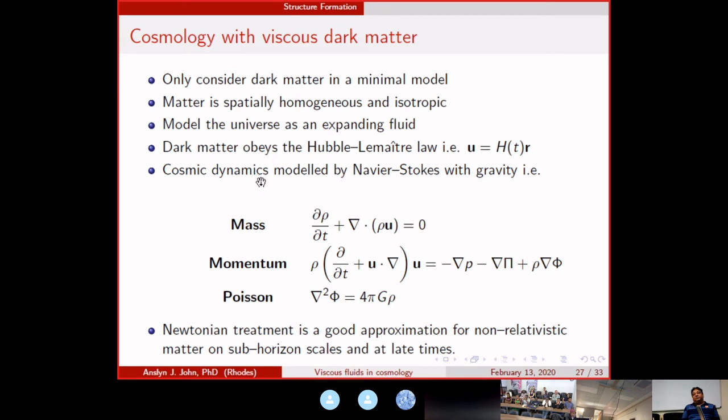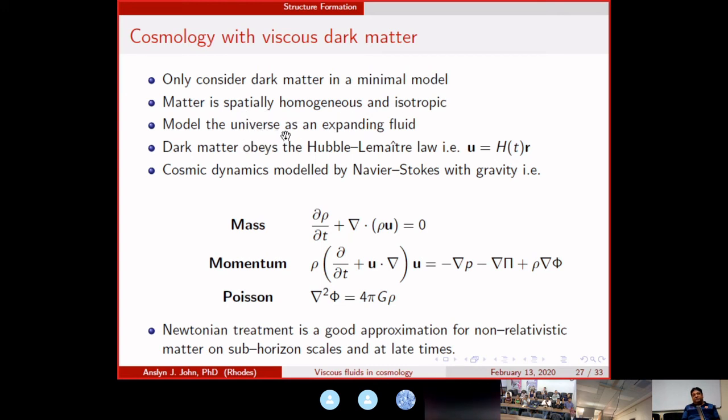So our model is quite simple. I'm not going to use general relativity at all. I can actually get quite far using traditional fluid mechanics to describe cosmology, at least if you're looking at structure formation. So I'm going to consider a universe that consists purely of dark matter, and this matter is spatially homogeneous and isotropic, so no preferred directions or positions.